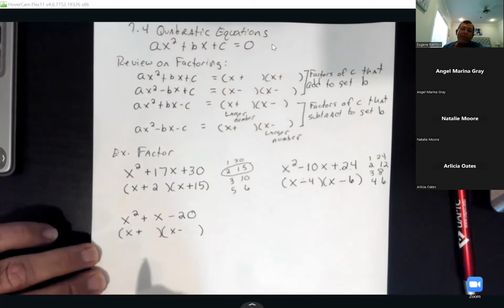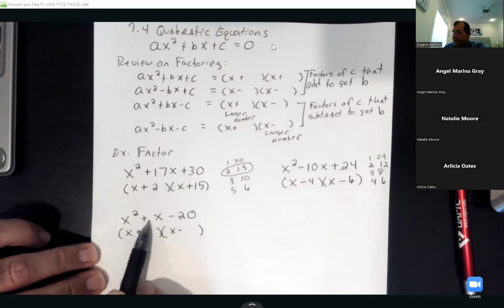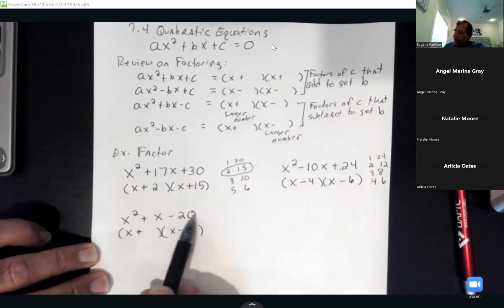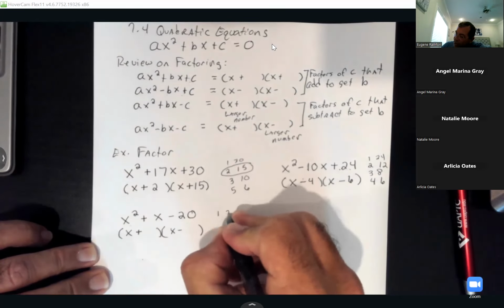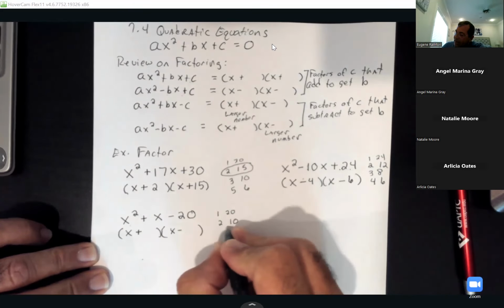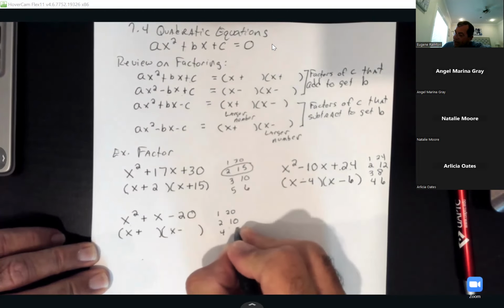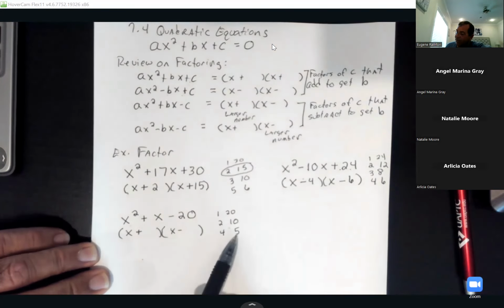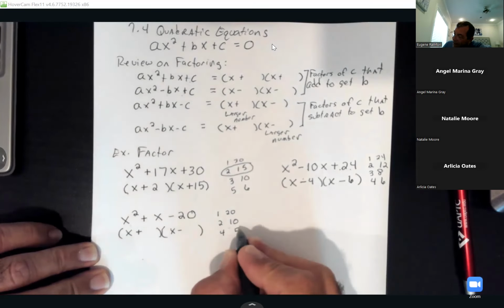So y'all, what I want now are any factors of 20 that when I subtract, get me a 1. Because remember, there's not a number in front of the x, you treat it like a 1. So I need factors of 20 that'll subtract and give me 1. So you can shoot through your numbers. 1 times 20, that gives me a 19. 2 times 10, that subtracts and gives me an 8. What's next? The last set of factors is 4 and 5. Well, notice 5 minus 4 gives me a 1. So my two factors will be 4 and 5 on this one.